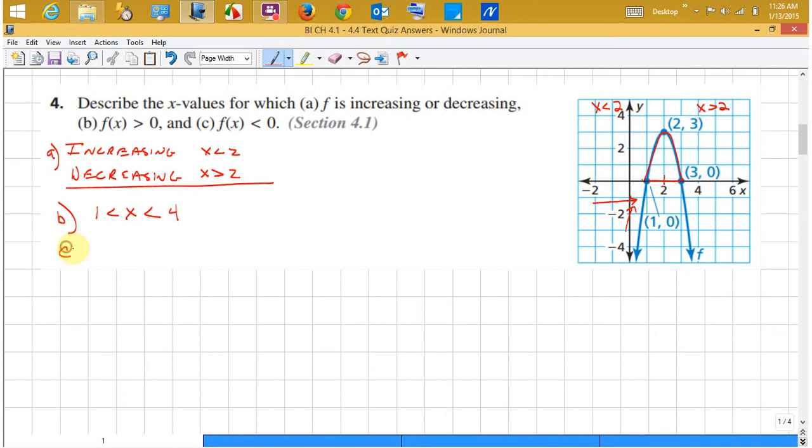Okay, for the C, the x values that create a y value less than 0 would be out here, where x is less than 1. And also over here, we can see that y is less than 0 where x is greater than 4.